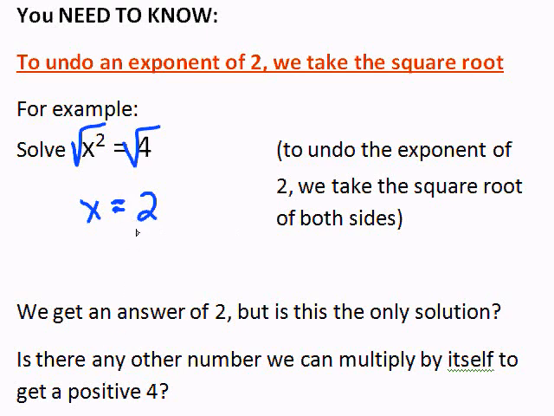There is another solution that shows up when we take the square root of both sides. To bring this out, I ask you the question, is there any other number we can multiply by itself to get a positive 4? We can clearly see that positive 2 is a solution to x squared equals 4 because 2 squared equals 4. So this solution will check out, but is there any other number we can square to get a positive 4? The answer is yes.